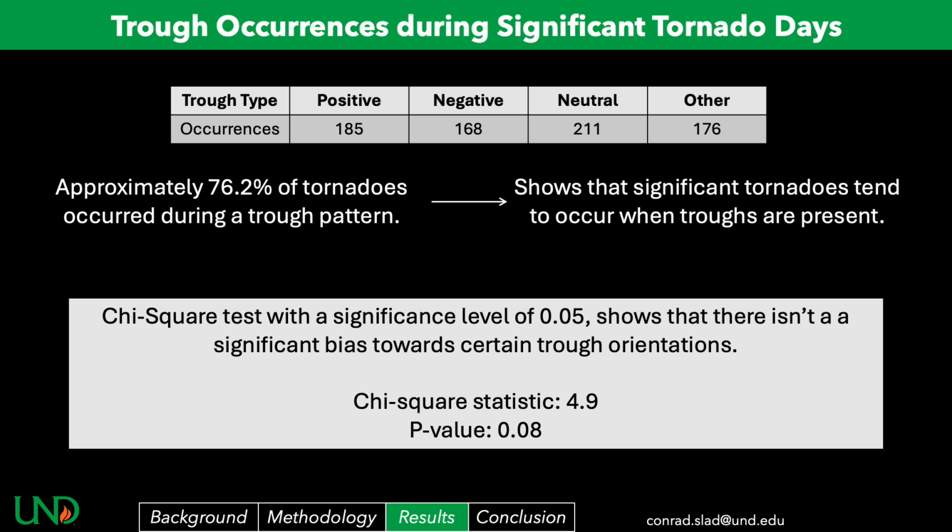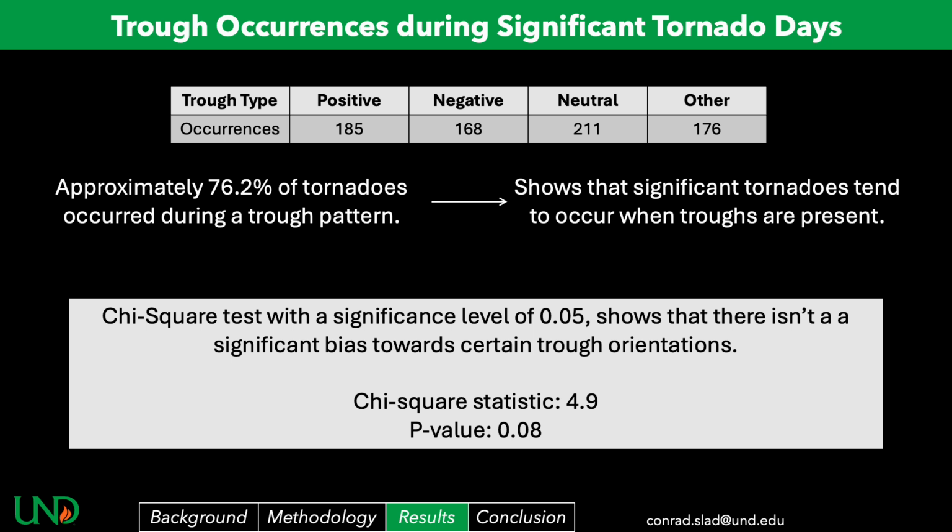So I used a chi-squared test with a significance level of 0.05. Using that significance level, it showed that there isn't much of a significant bias towards certain trough orientations, meaning that significant tornadoes are just as likely to occur in positive troughs, negative troughs, or neutrally tilted troughs.